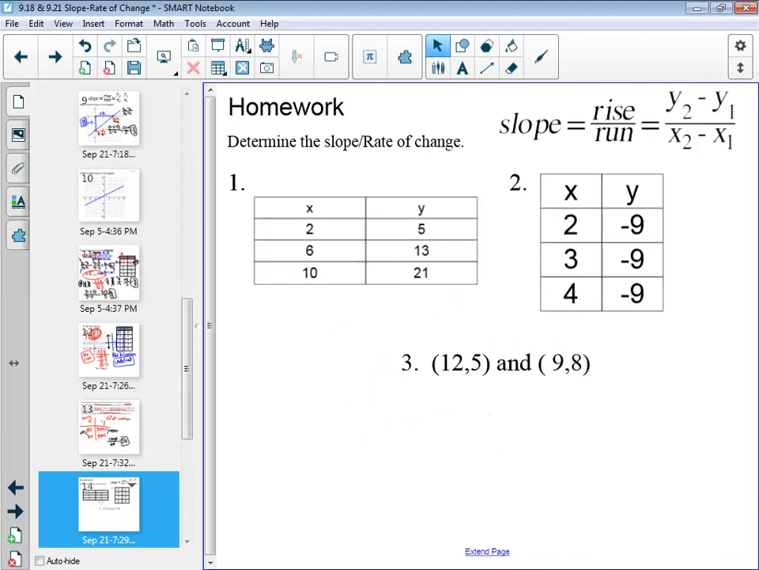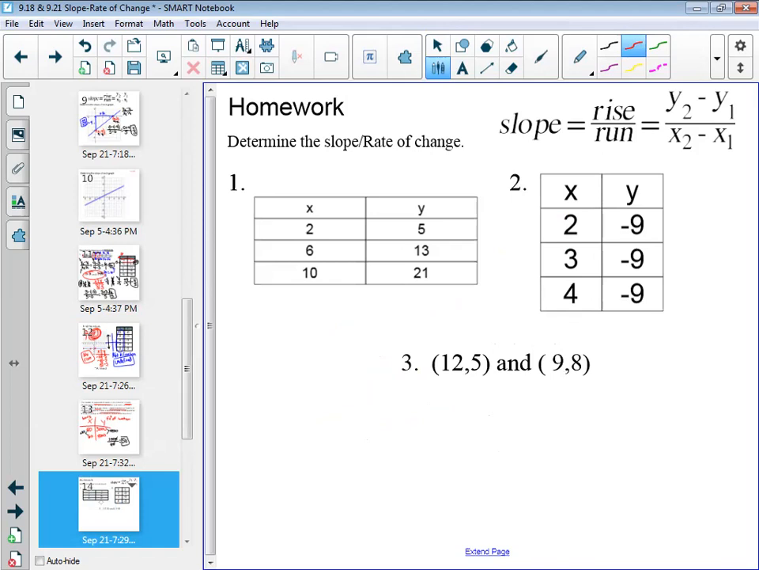All right, let's go ahead. Let's talk about these check for understandings that you did on Friday. So my check for understanding for number 1 was come up with a slope. You guys had multiple choice answers. Let's go ahead and see which one was correct.